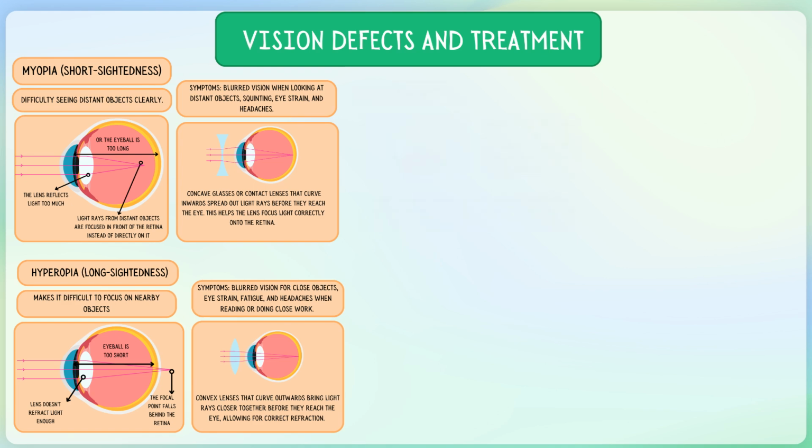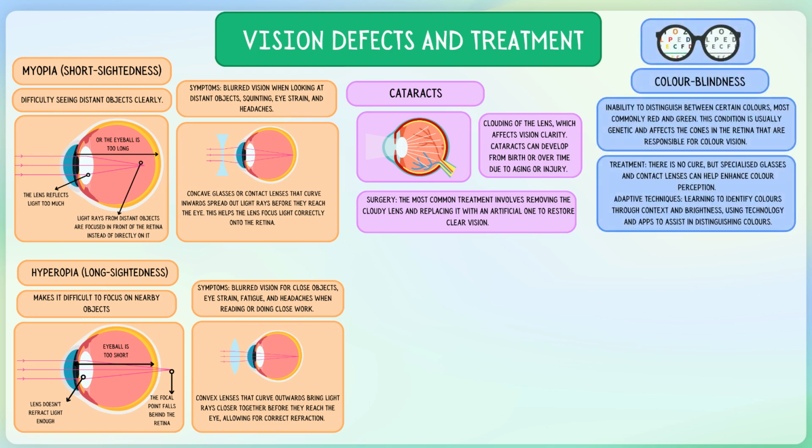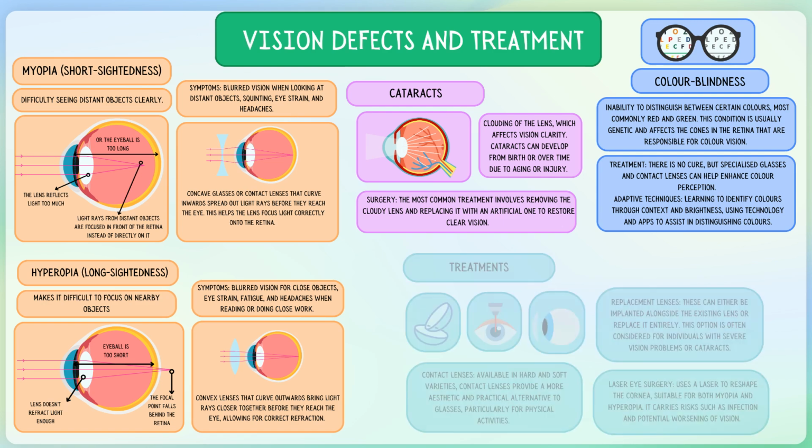We also discussed cataracts, where the eye's lens clouds with age, causing blurred vision, and is treated by replacing the cloudy lens with an artificial one. We looked at color blindness, a genetic condition affecting color perception, with no cure but manageable with special lenses and technological assistance. Finally, we looked at modern treatments in more detail.